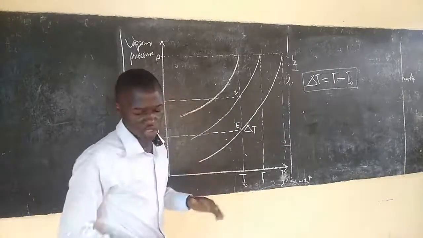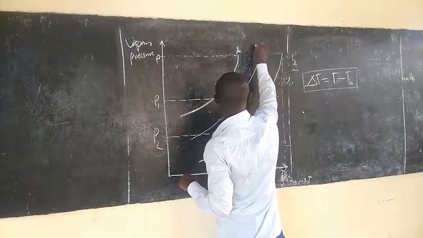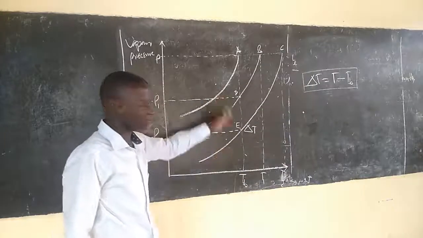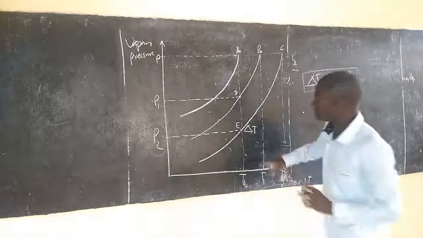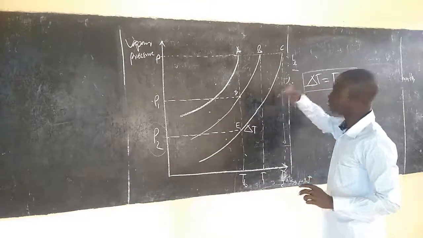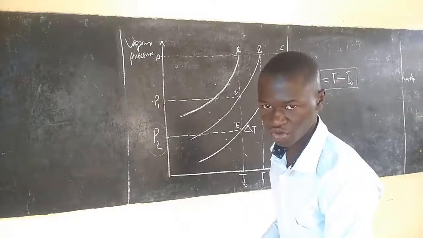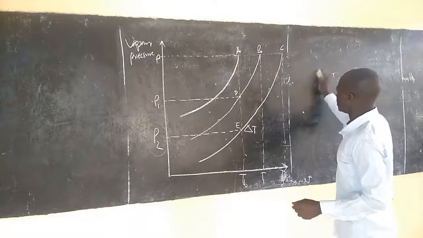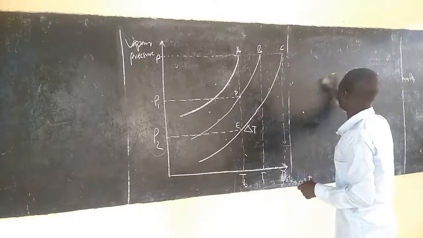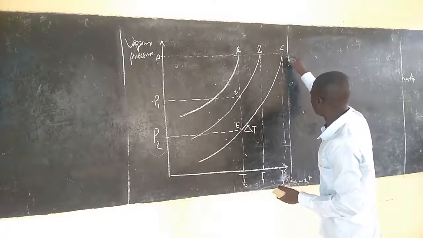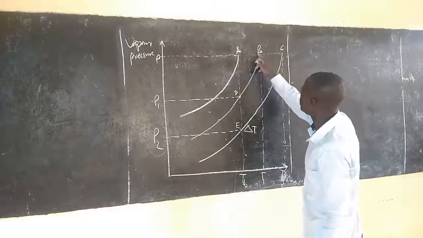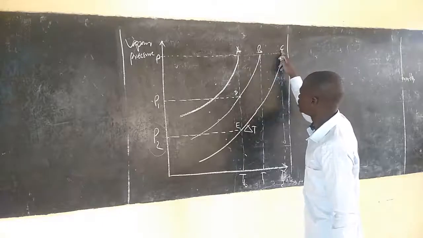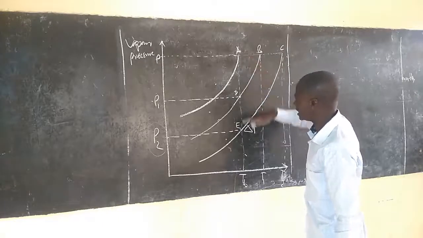So let's say here we have point E, we have point D. Then from there we have point A, we have point B, and then you have point C. Let's say hizi ni point tu ambazo ni za assumption. So the ratio of variation of pressure and temperature, they are proportional. That is to say, if we take AB divided by AC from this graph, AB divided by AC is equal to AD divided by AE.